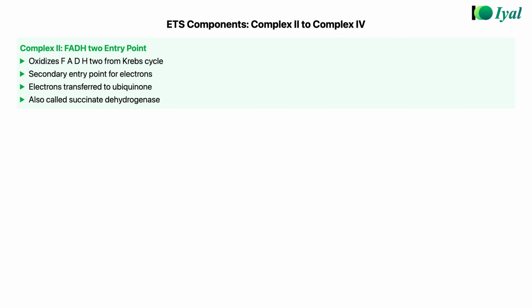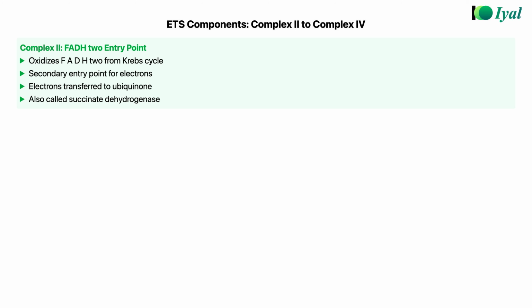Nice relay. Now complex 2, this is where FADH2 enters the electron transport chain. FADH2 is oxidized and its electrons are passed to ubiquinone. Complex 2 is the entry point for FADH2 electrons. So we have 2 entry points. Complex 1 for NADH, complex 2 for FADH2. Both feed into ubiquinone.